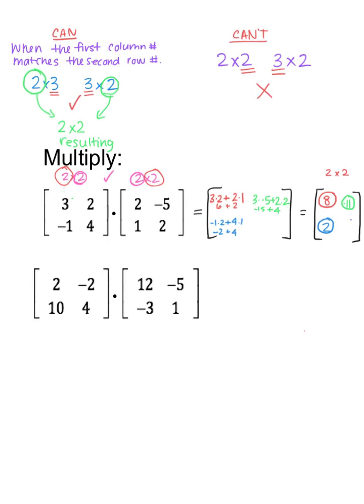And again, I'm going for my bottom right, which means that's still my second row and my second column. So -1 and -5 times -5 plus my 4 times 2. So that's going to be 5 plus 8, which is going to be 13. So my final answer would be the 8, -11, 2, and 13.